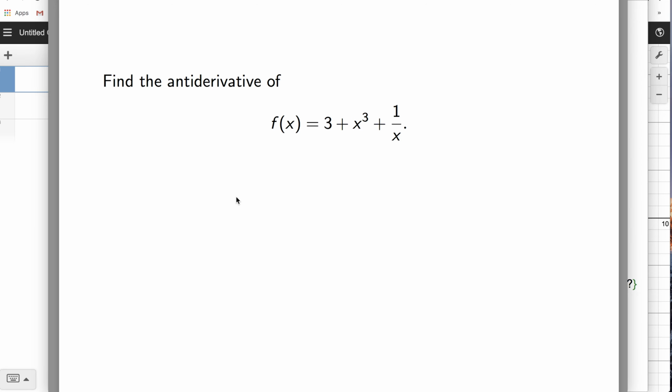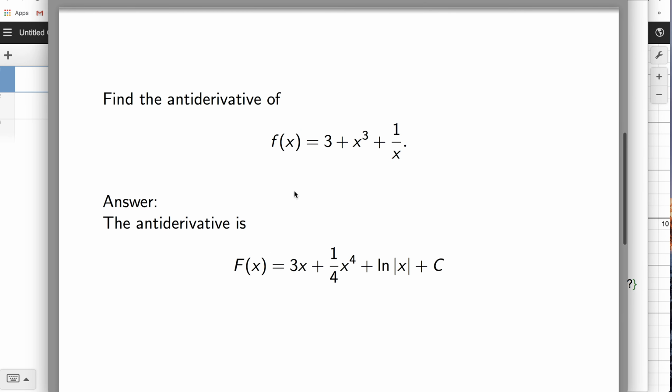Right, I wanted to make a quick video about the antiderivative of 1 over x. To put things in context, the problem we might be solving is to find the antiderivative of this function: 3 plus x cubed plus 1 over x. And we learned some rules, right?